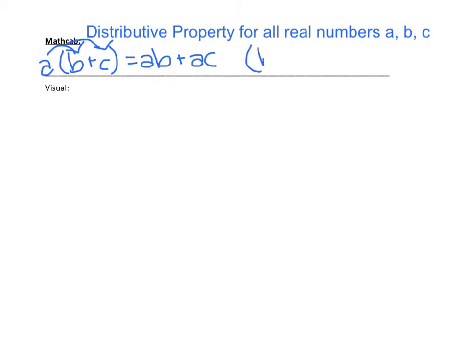And this works the other way as well. So if you have the sum of b and c times a, then you can again distribute that a, and that would be ba plus bc.